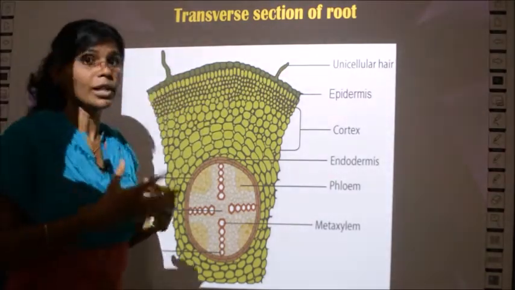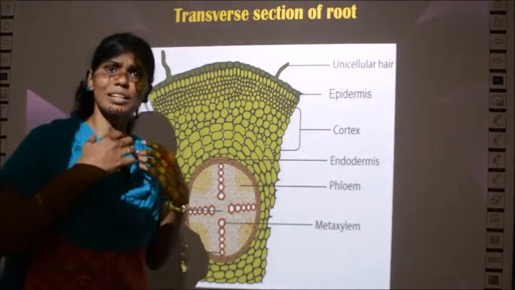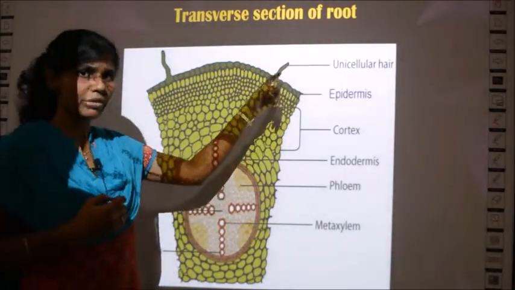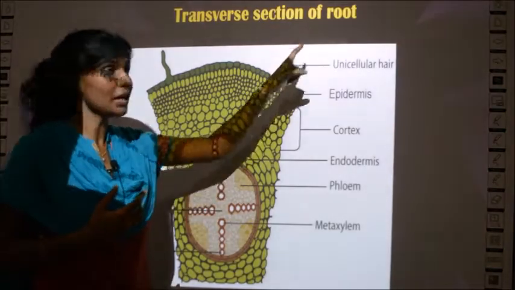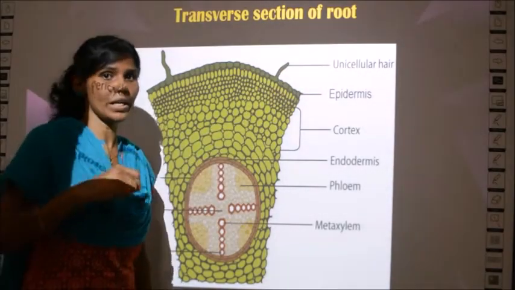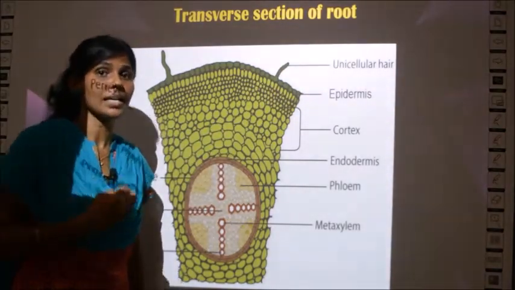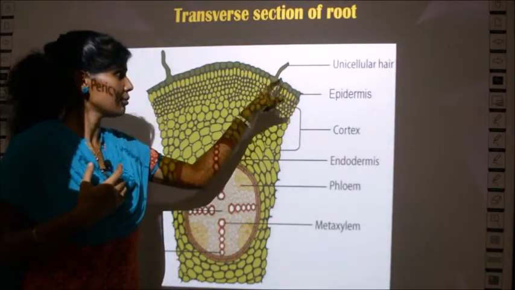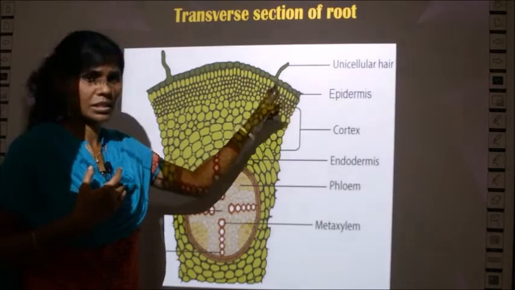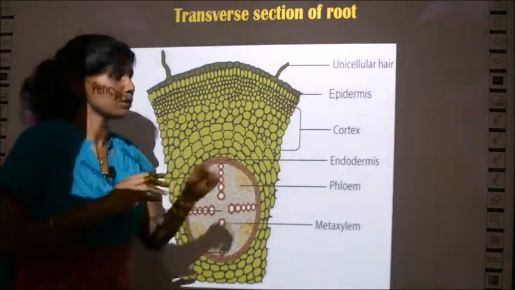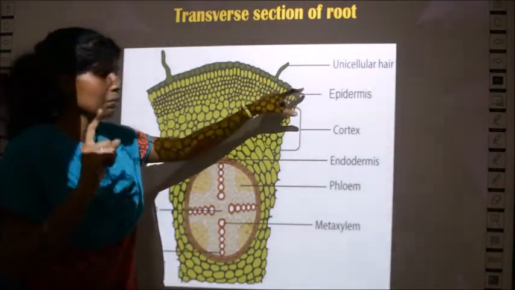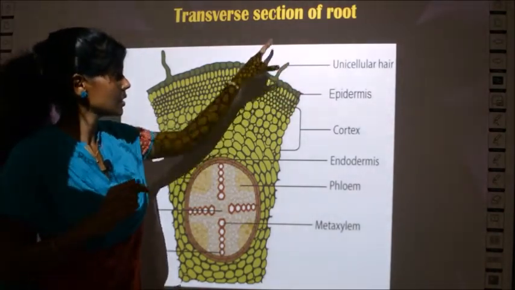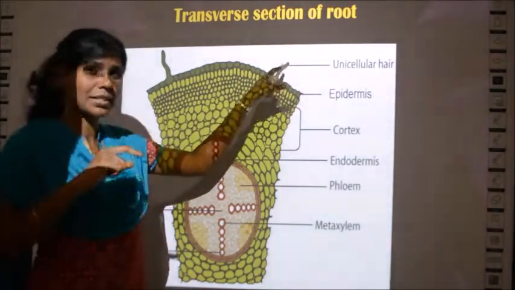So you can call the root hairs extensions of the epidermis. Can you call them extensions of the epidermis? Why? Only from the epidermal layer they are protruding out. So you can call them extensions of the epidermis. Now these root hairs, if you see, the surface area, which means the area each epidermal cell covers, is very small, but the root hair alone has a very big surface area.